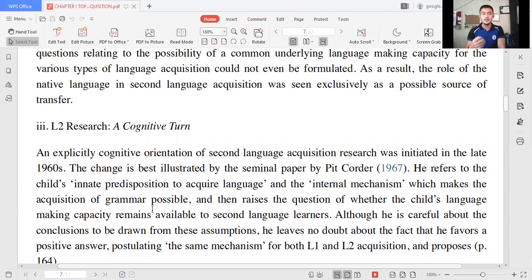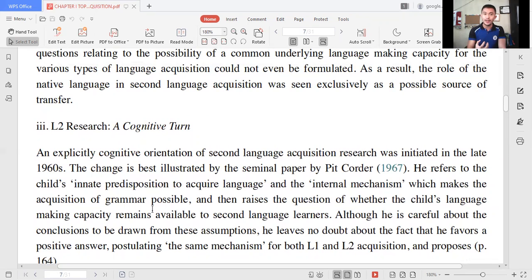Actually, he refers to the child's innate predisposition to acquire the language. How do they acquire the language? Okay, the predisposition, the internal mechanism. This is very important, which makes the acquisition of grammar possible. And then it raises the question of whether the child's language-making capacity remains available to second language learners. Okay, very important.